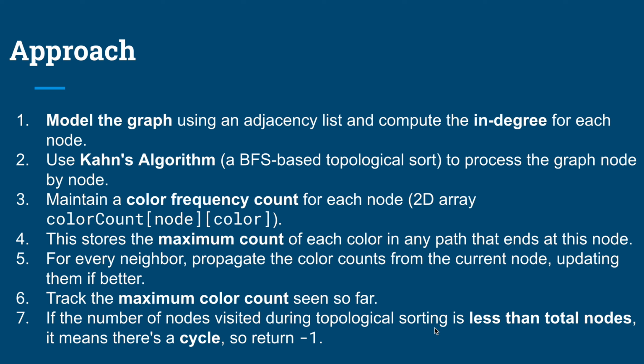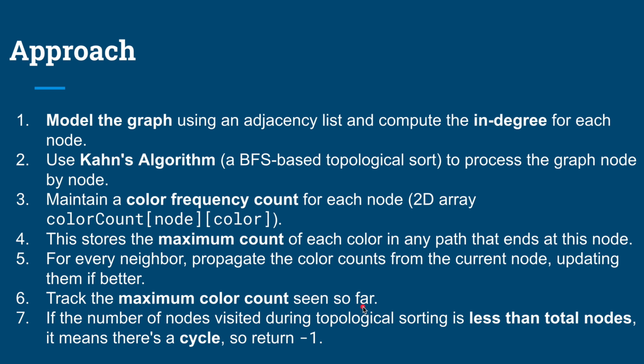So that is the approach. Just pause this and go through it. We'll model the graph using an adjacency list and compute the in-degree for each node. Then we'll use Kahn's algorithm, maintain the frequency count, and store the maximum count. For every node we'll propagate and update, and keep track of the maximum color seen so far. Then if the number of nodes visited during the topological sort is less than the total nodes, it means there is a cycle, and we'll return -1.